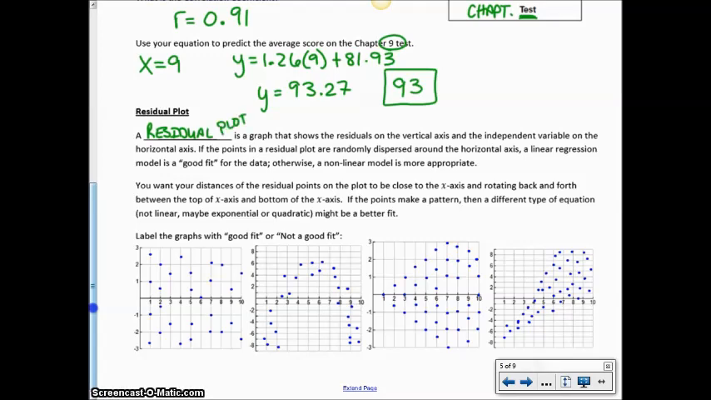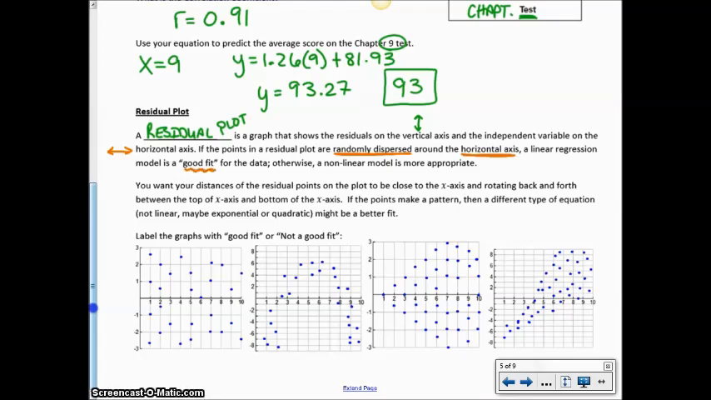A residual plot is a graph that shows the residuals on the vertical axis. In other words, the vertical axis going up and down is what shows my residual values, with the independent variable on the horizontal axis. So on the horizontal axis, that's going to be something different. If the points of the residual plot are randomly dispersed around the horizontal axis, then the linear regression model is a good fit.